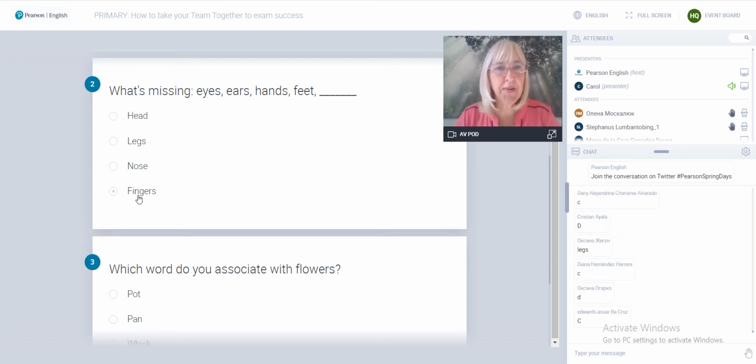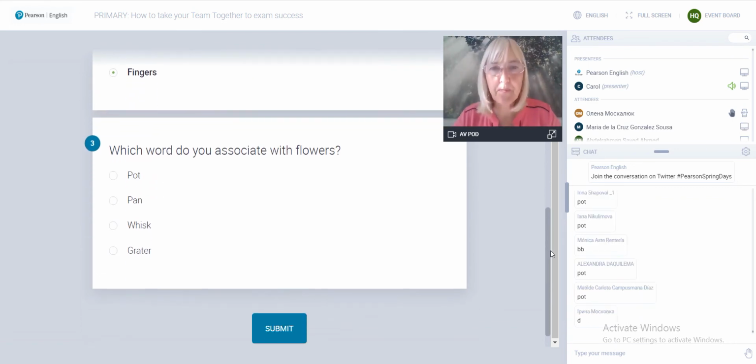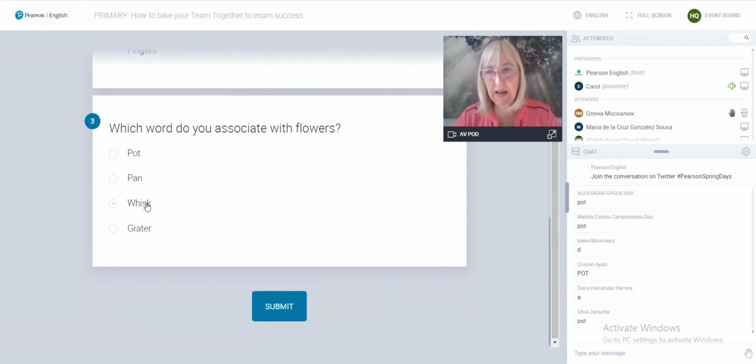And question number 3. Which word do you associate with flowers? Answer A, pot. Answer B, pan. Answer C, whisk. Answer D, grater, as in the thing that you stick cheese through, grater. So which answer do you think?